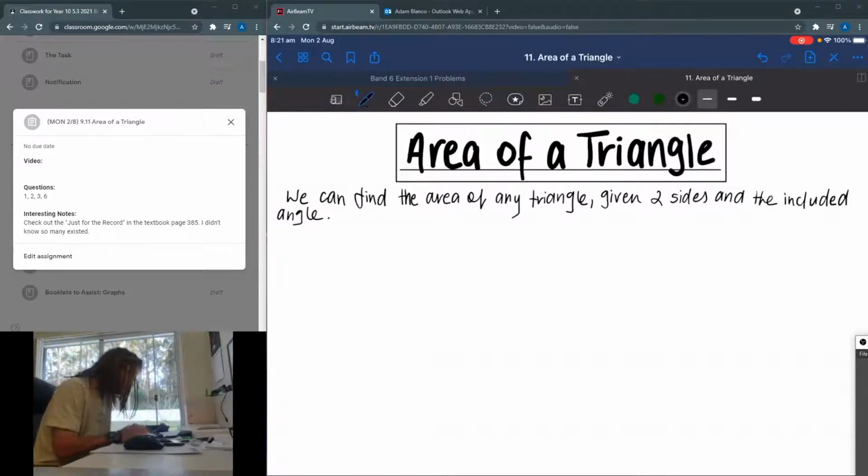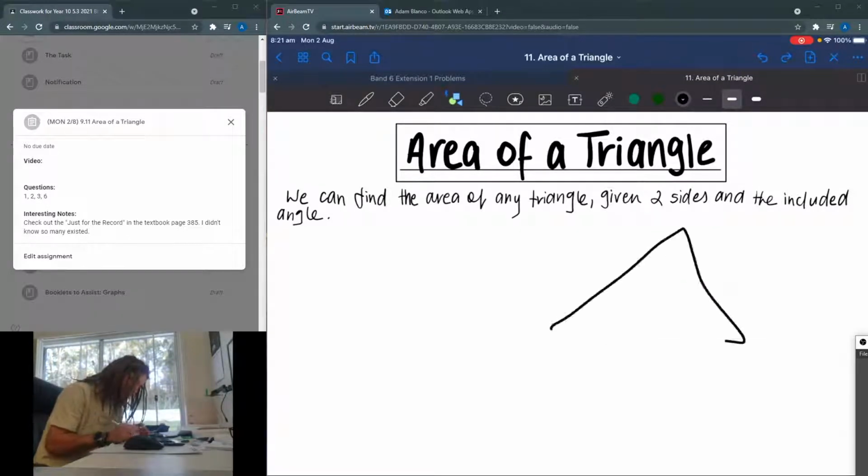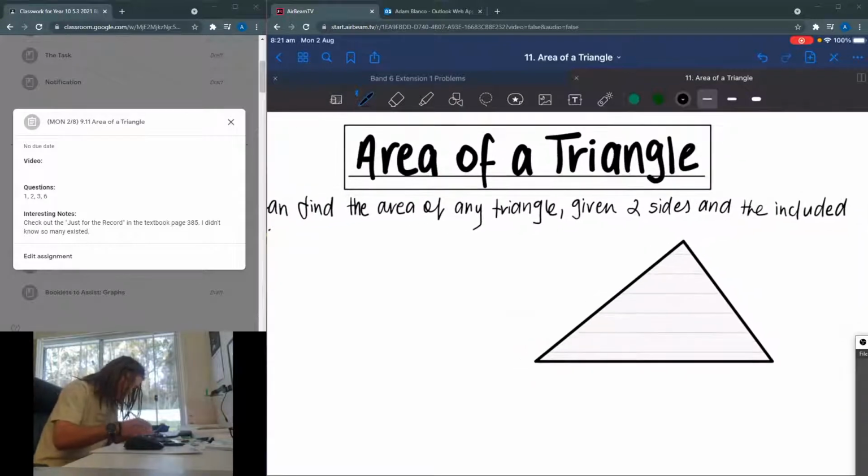Now let me draw a triangle. As with the start of every lesson, I can't draw a triangle that joins. There we go.